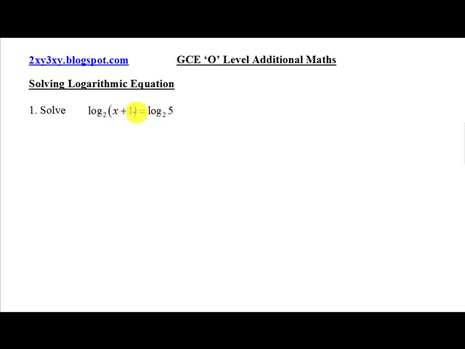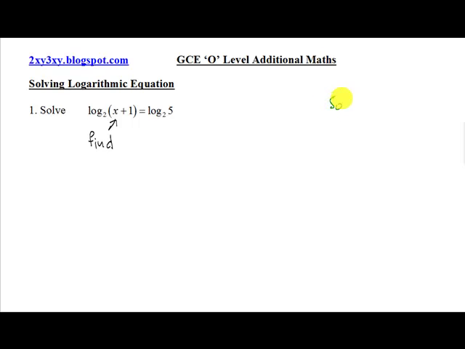This is a logarithmic equation because it contains the log term. When we are asked to solve a logarithmic equation, basically we are supposed to find the value of x that satisfies this equation. Allow me to relate to something that you are familiar with.